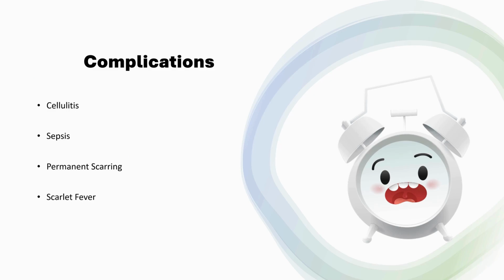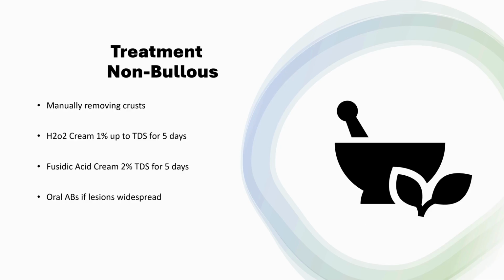On to treatment now. Non-bullous impetigo is not usually serious and often improves within a week with treatment or a few weeks with self-care measures. So first of all, it's best to try and remove the crusts by soaking in warm water or saline. This alone can take a few weeks to resolve the problem.